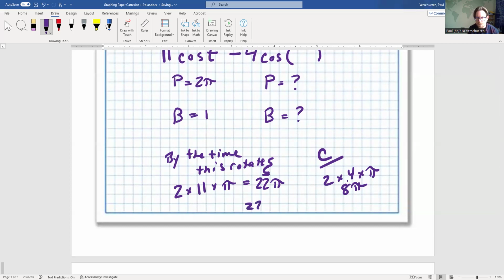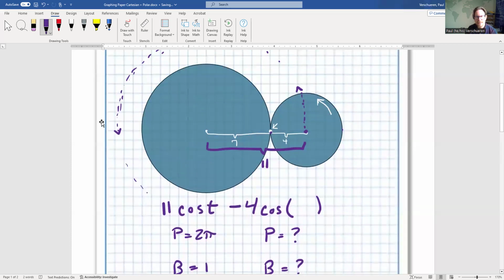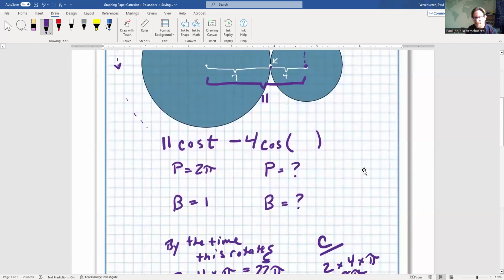So if we do 22 pi divided by 8 pi, the pi's go away, forget about the pi. Really, that's just 22 divided by 8. I'm just going to call that 2.75. 22 divided by 8 is 2 3/4, 11 fourths. But I'm just going to call it 2.75 because for me, it's nice to think of when by the time this has gone around once, this thing has gone around 2.75 times.